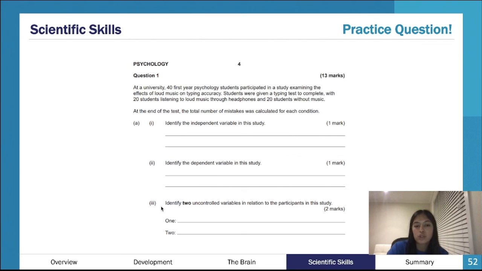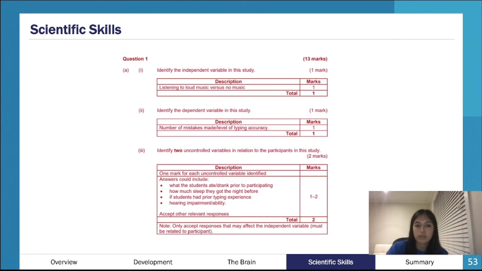Identify 2 uncontrolled variables in relation to the participants. So you've got 40 first-year psych students. You're subjecting them to a typing test and you are getting them to listen to music or no music. So you can think about uncontrolled variables. So this idea of, are some already good at typing? Are they poor at typing? What do they usually listen to when they type? Even things like, how old are they, or certain characteristics, like intuitive characteristics, about these students as well.